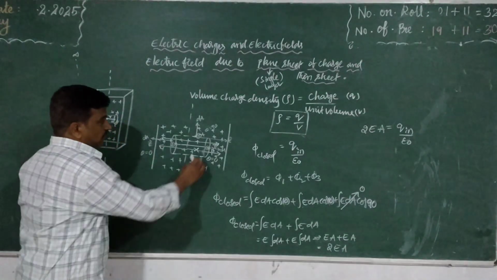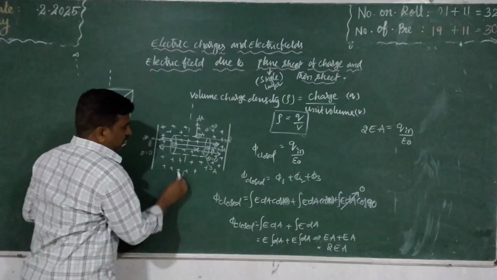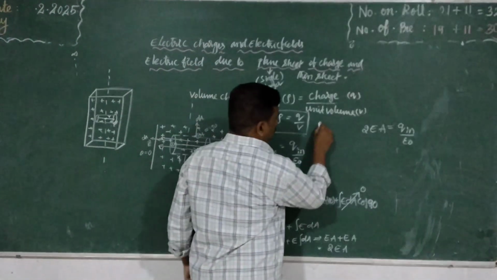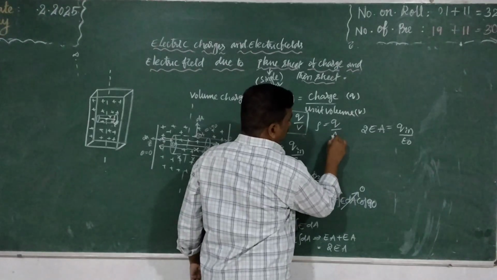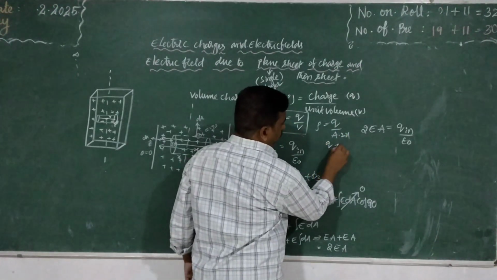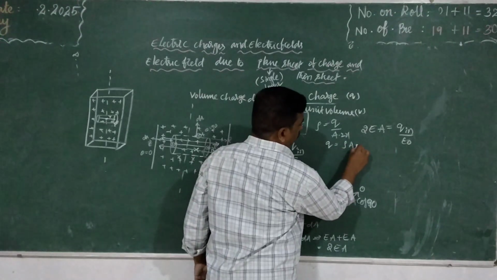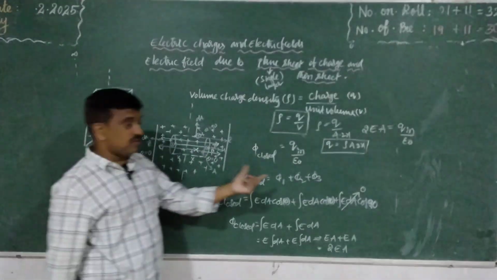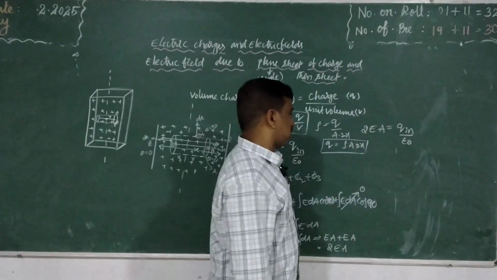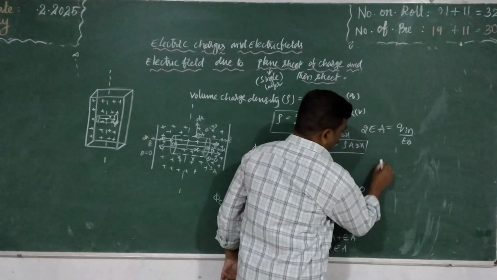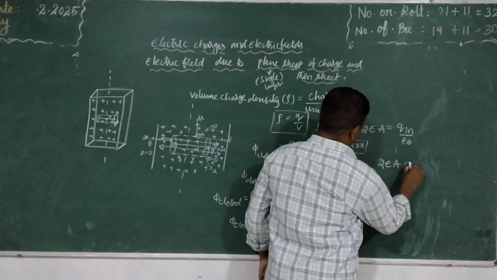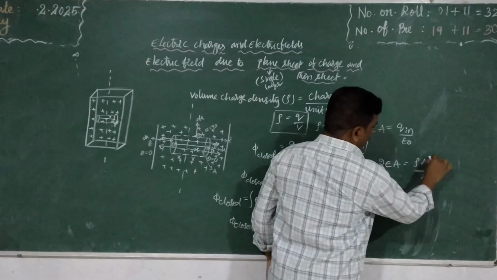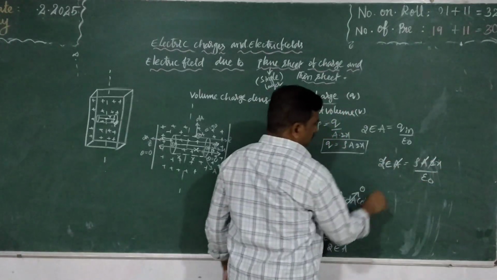What is the volume here? The area is capital A, and the distance on each side is x, so the total length is 2x. So rho equals q by A into 2x, which gives q equals rho into A into 2x. This is the charge inside the Gaussian surface, which is 2A rho x. So we can write 2EA equals rho A 2x by epsilon naught. The A cancels, the 2 cancels. What do we get now?